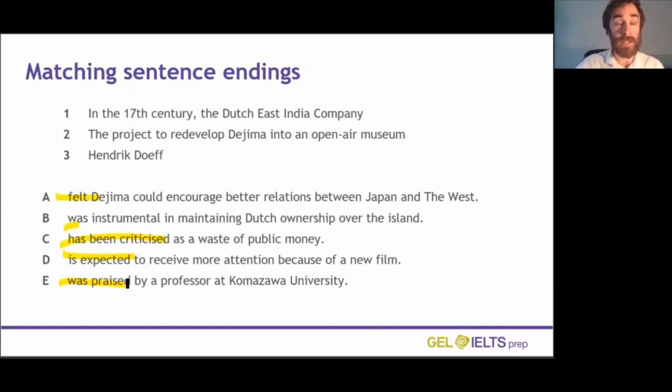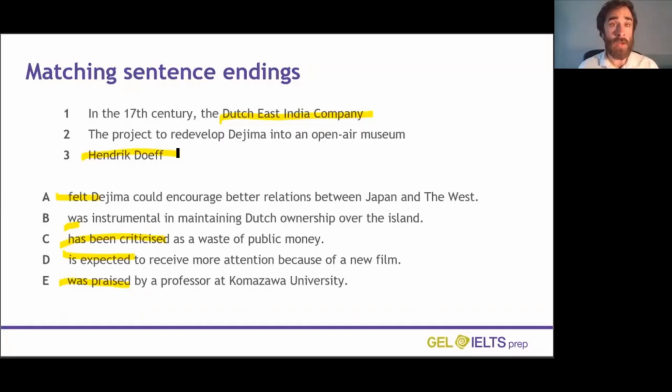Number one is an organization, the Dutch East India Company. At the beginning, it says in the 17th century. This is just a time expression that gives us some context. But the main noun is the Dutch East India Company. And we also have number three, Hendrik Duyf. To me, this looks like a person's name. Number two is not a person or organization, it's a project. What kind of project? A project to redevelop Dejima into an open-air museum.